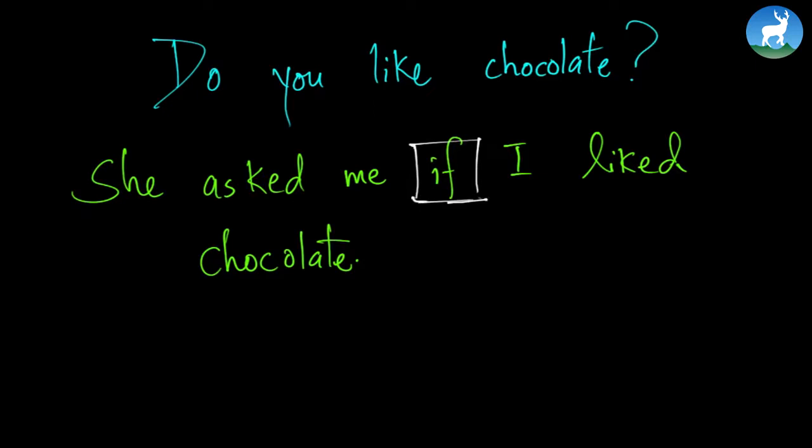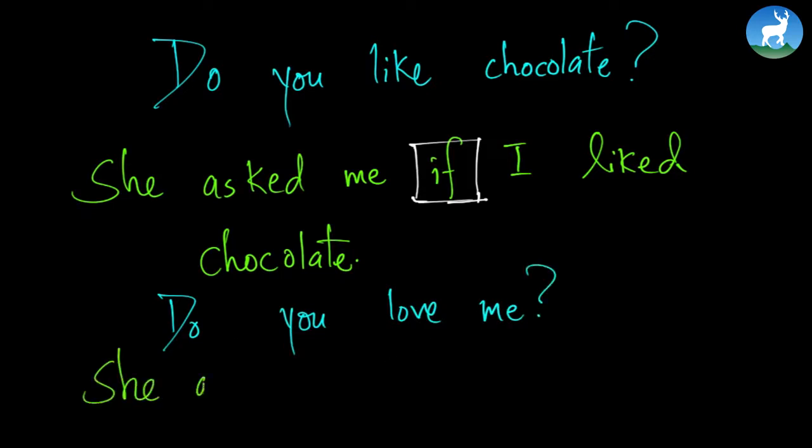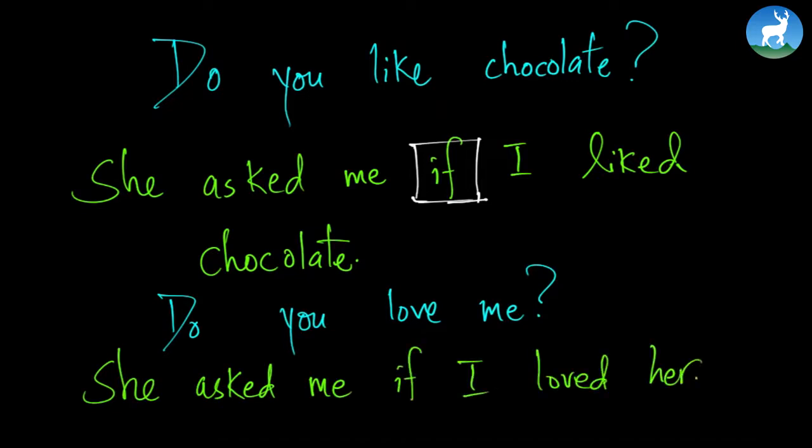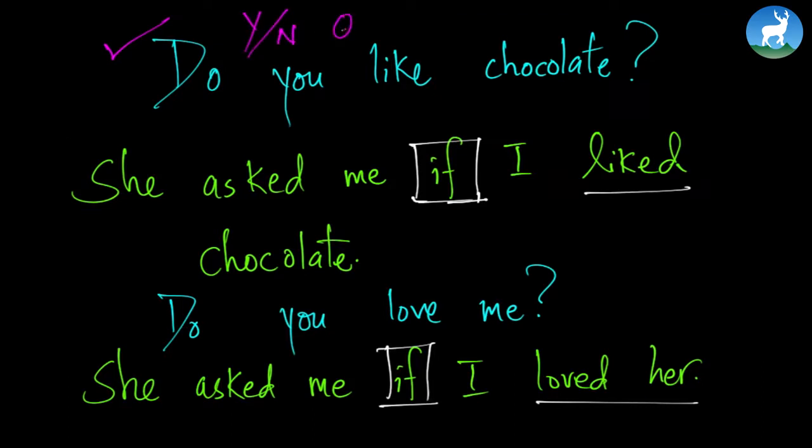It was not used in WH questions. No problem, right? So let me give you one more example. Do you love me? Well, I'm not asking, just giving you an example. Let's report this. She asked me if I loved her. We introduced if here and the tense is changed. Pretty easy, right? So these are called yes/no questions.